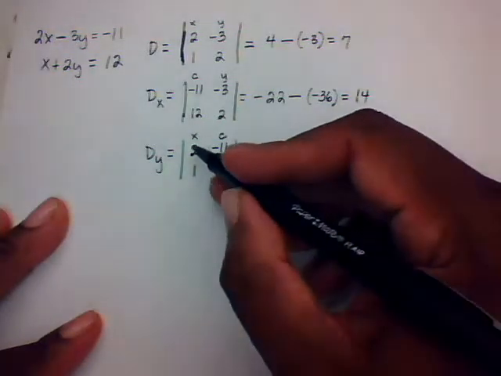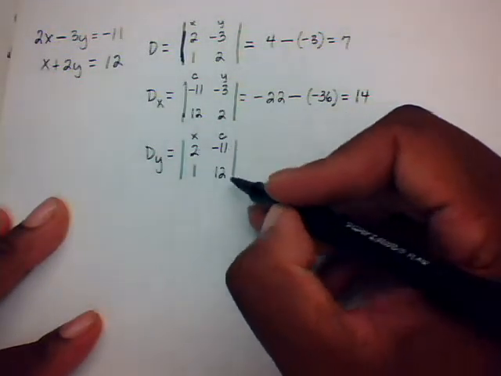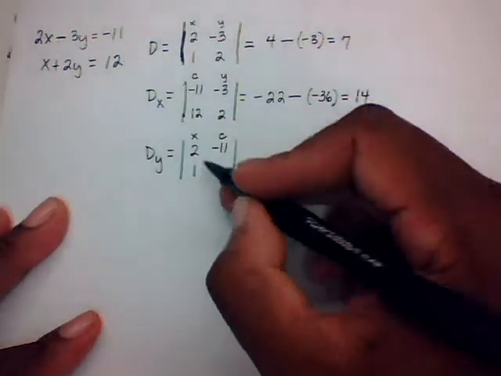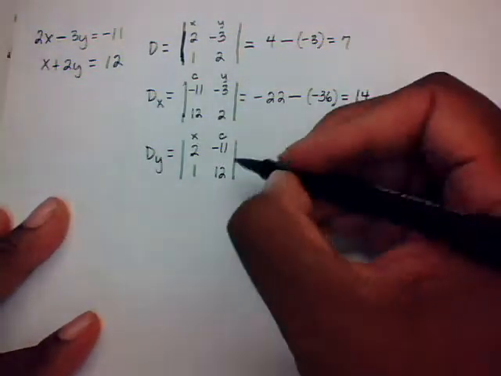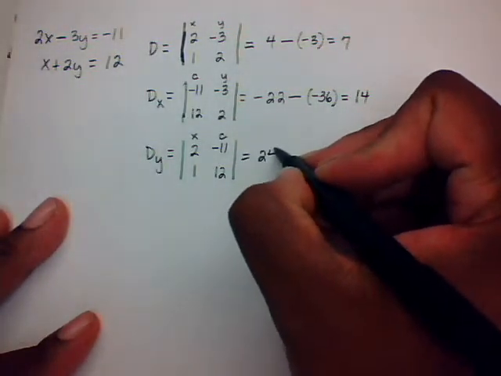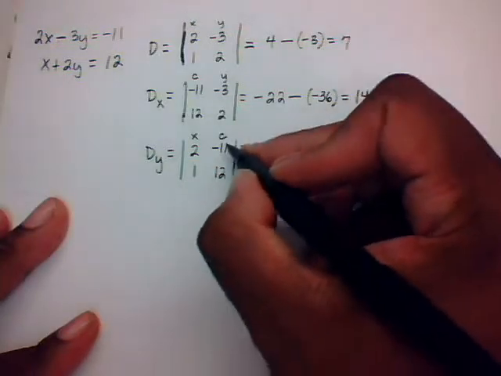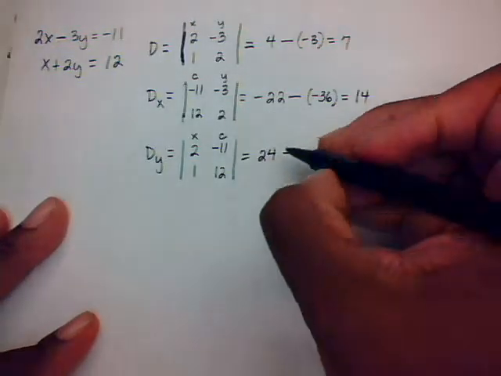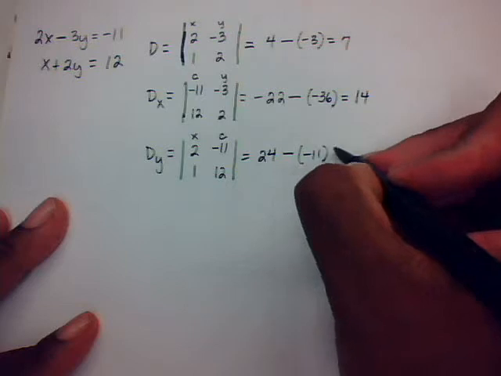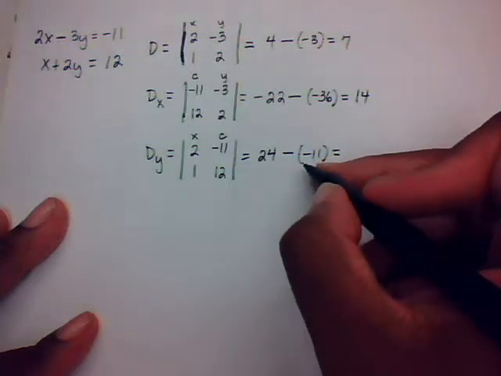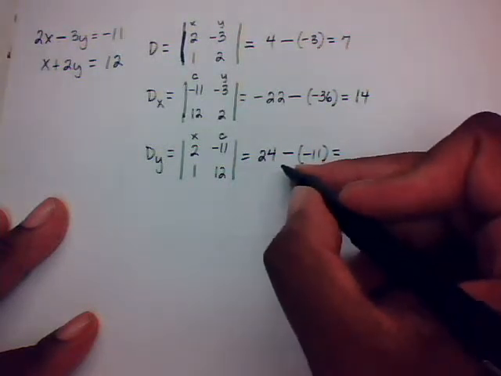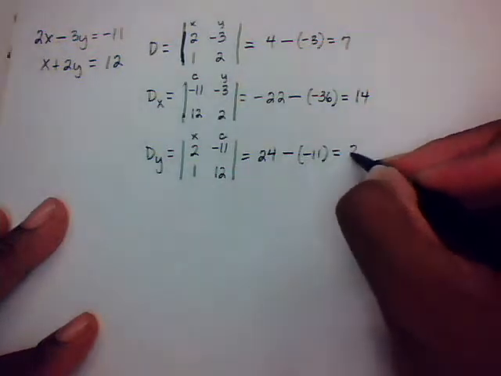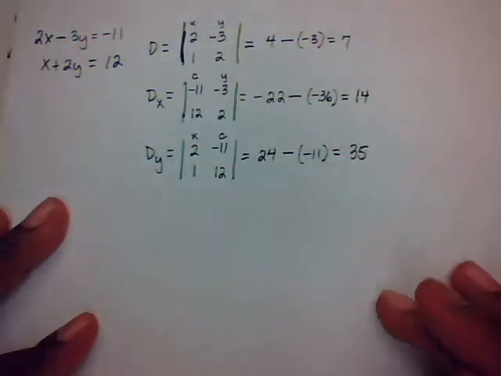And then d sub y is the determinant. This is 12 times 2, or 2 times 12. That's going to be 24, minus the product of this diagonal, 1 times negative 11, which is negative 11. So 24 minus negative 11, or 24 plus 11, would be 35.